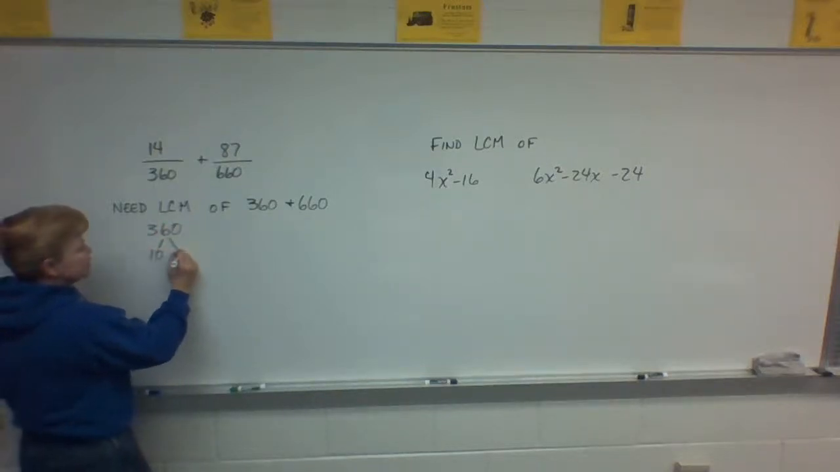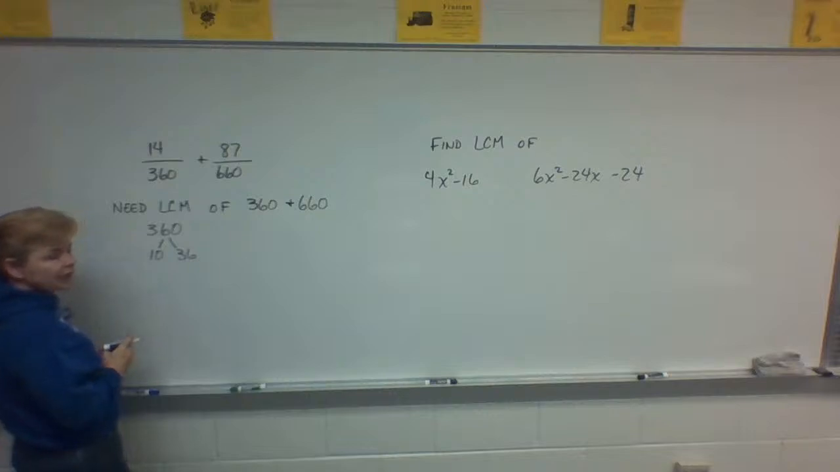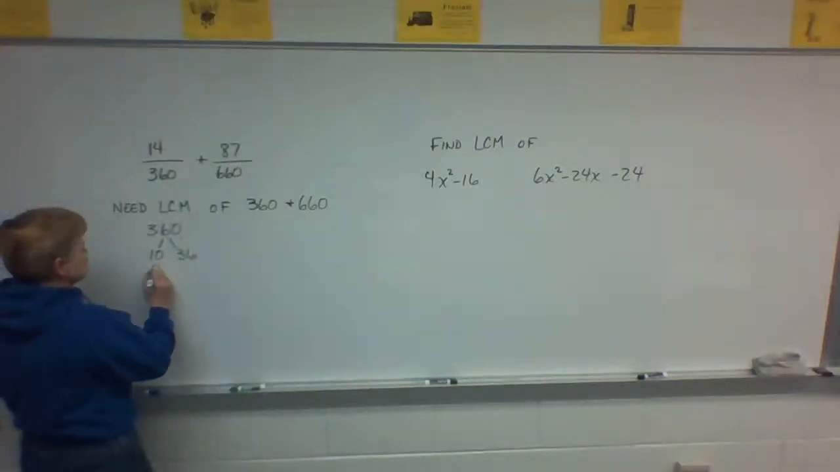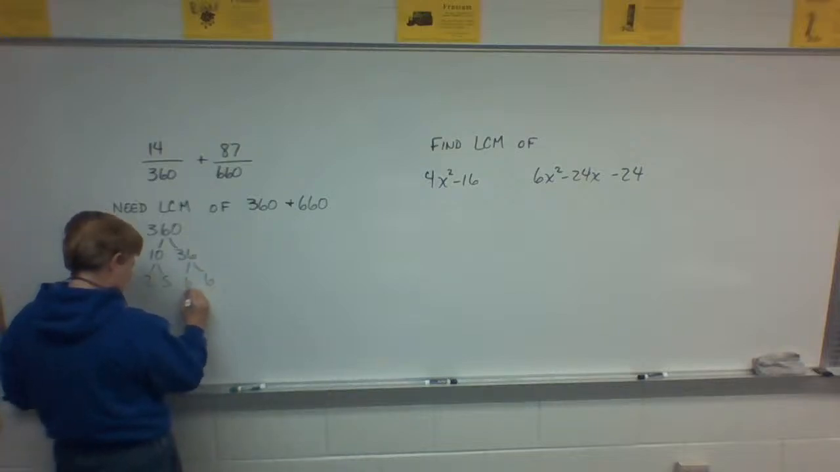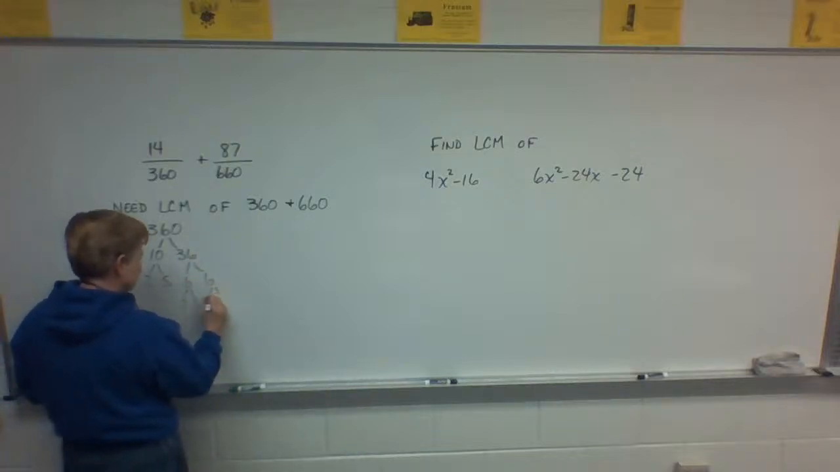Can you see the 10 and the 36 in there? It's a good way to start. Bust things down in a hurry, right? You see it? Yep. So 10 is 2 times 5, and 36 is 6 times 6, and 6 is our 2 and 3, and 2 and 3.